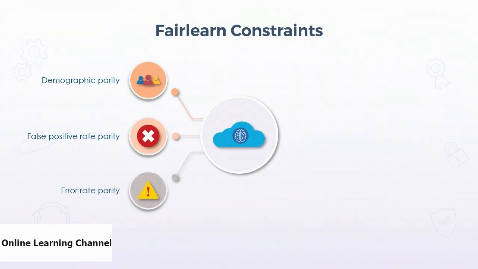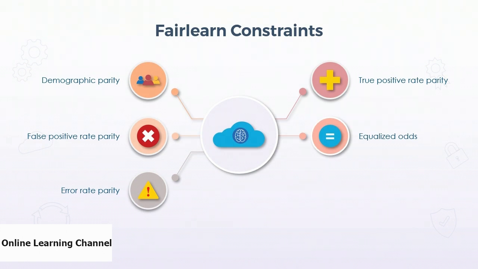The error rate parity constraint works the same as the other constraints by trying to make sure that the error rates are the same across the various sensitivity groups. And the same goes for the true positive rate parity constraint too. Again, the idea is to make sure that the true positive rates are the same across groups.